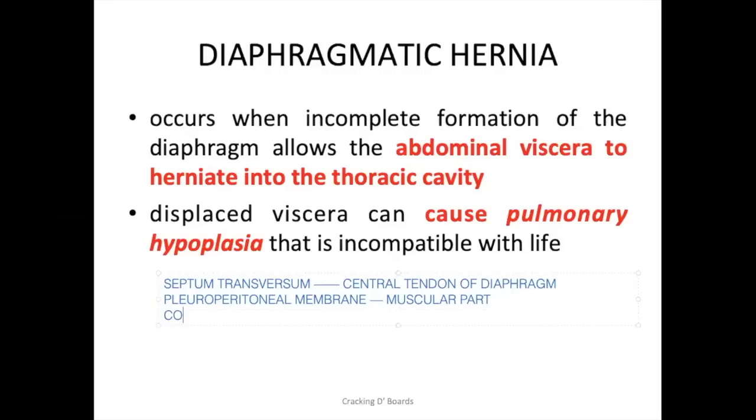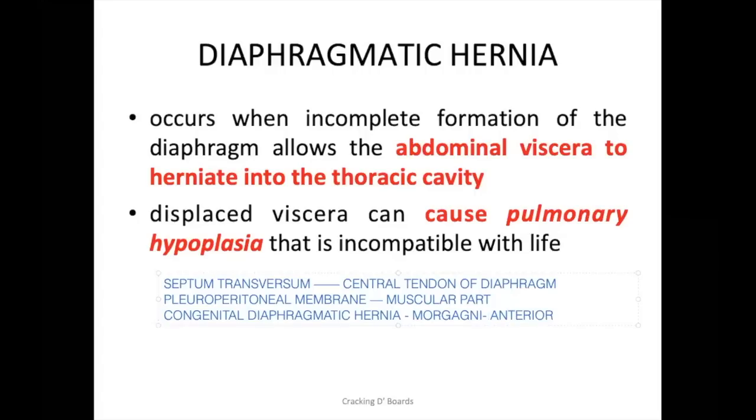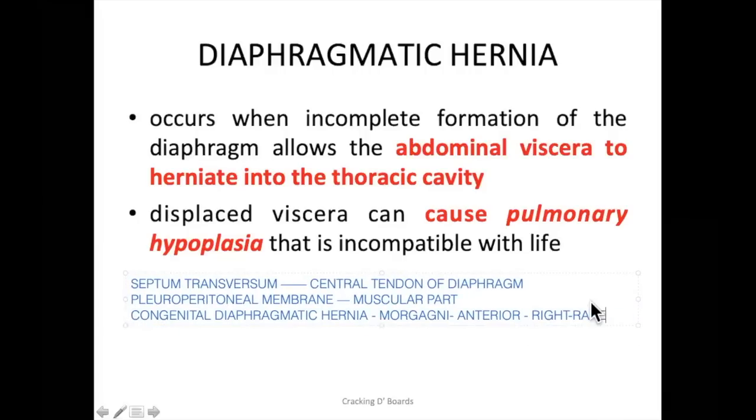Now, please don't forget congenital diaphragmatic hernia. Okay. Morgagni. This is anterior. This is usually found on the right side. This is rare. Again, Morgagni is anterior congenital diaphragmatic hernia. It's found on the right side. It is rare.